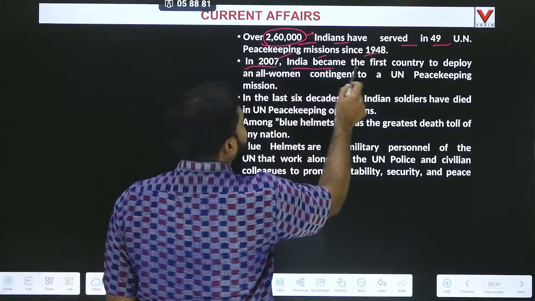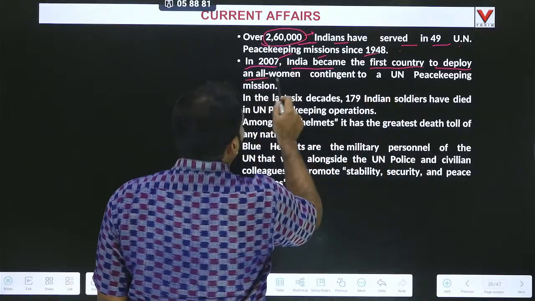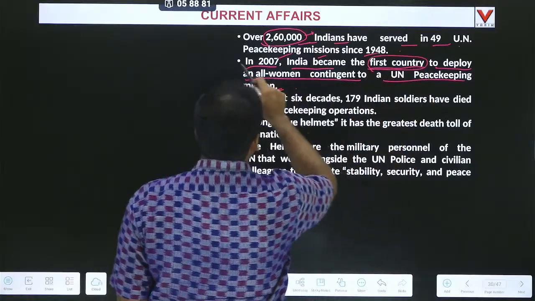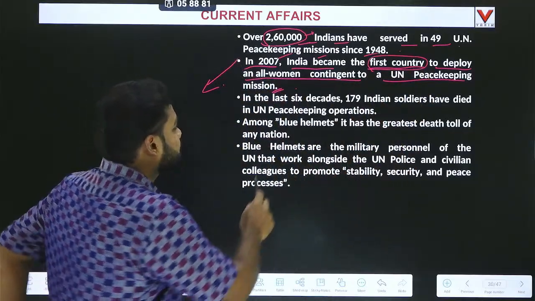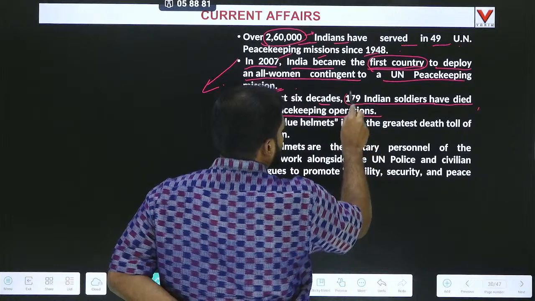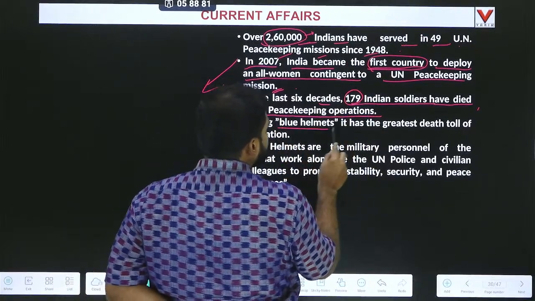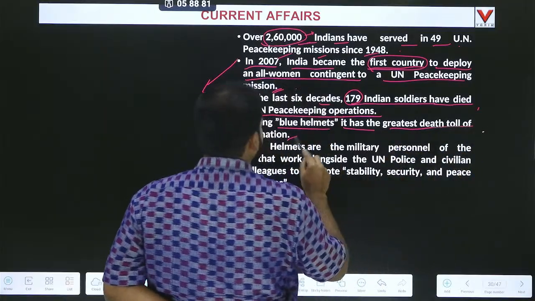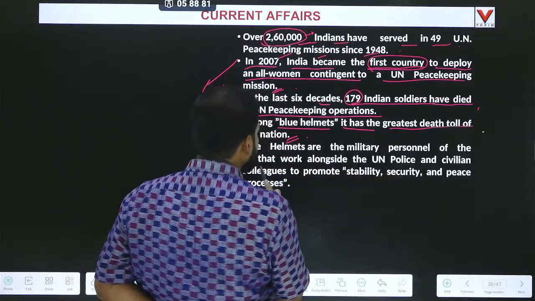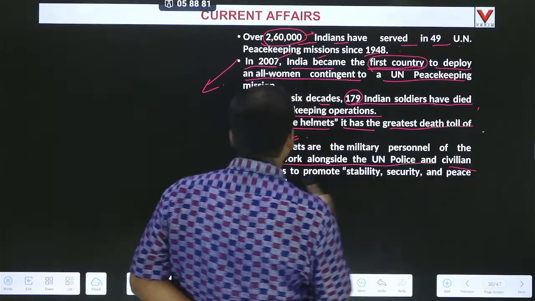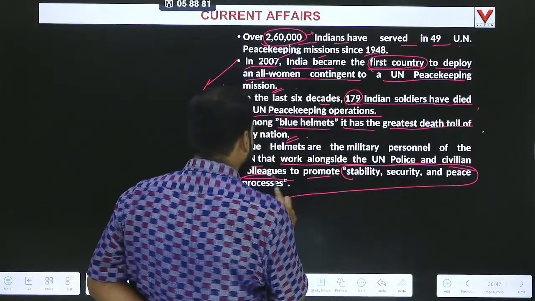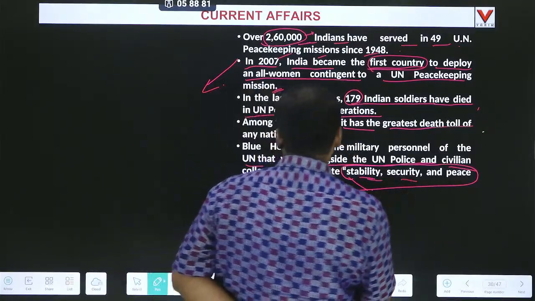In 2007, India became the first country to deploy an all-women contingent to UN peacekeeping missions. First country. This can be a prelims question, right? In the last 6 decades, 179 Indian soldiers have died in UN peacekeeping operations. Om Shanti. Among blue helmets, it has the greatest death toll of any nation. Blue helmets are the military personnel of the UN that work alongside the UN police and civilian colleagues to promote stability, security and peace processes, right?